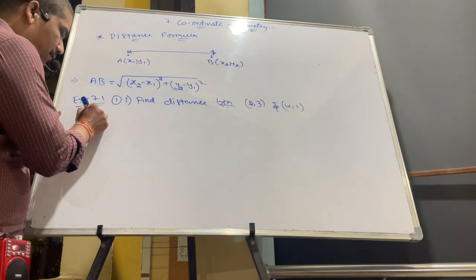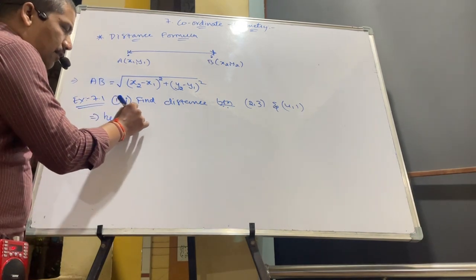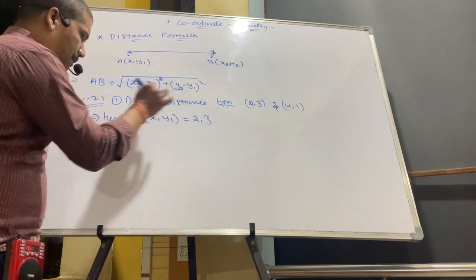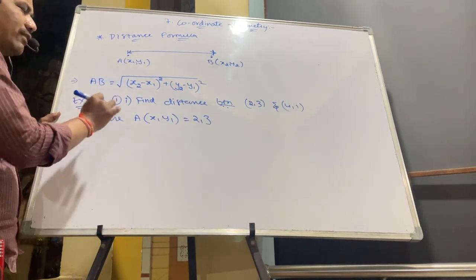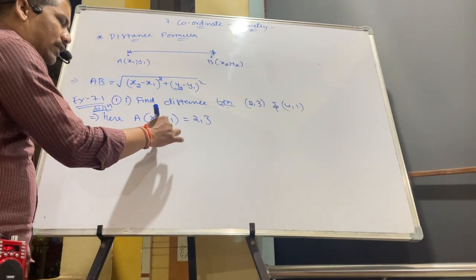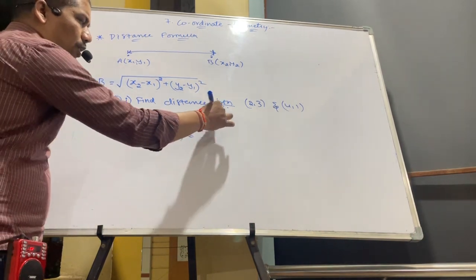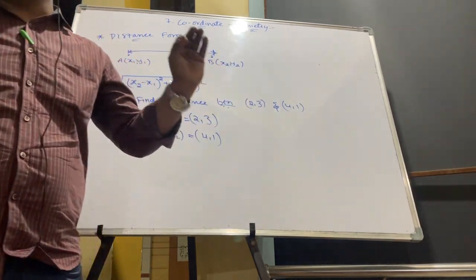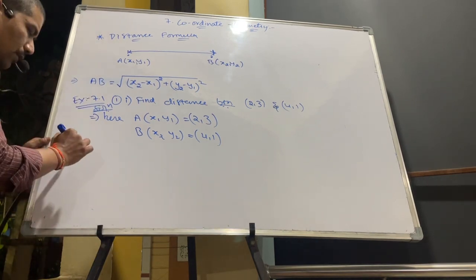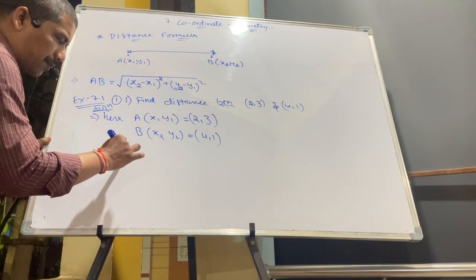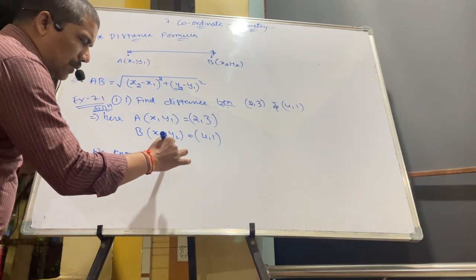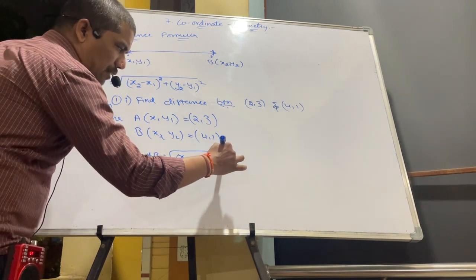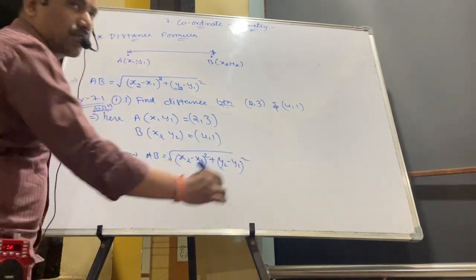So here we take A, x1 y1 as 2, 3. So 2, 3 you consider A, x1 y1. B, x2 y2 is 4 comma 1. Consider like this. One you take x1 y1, another one you consider x2 y2. So we know AB is equal to under root of x2 minus x1 whole square plus y2 minus y1 whole square.